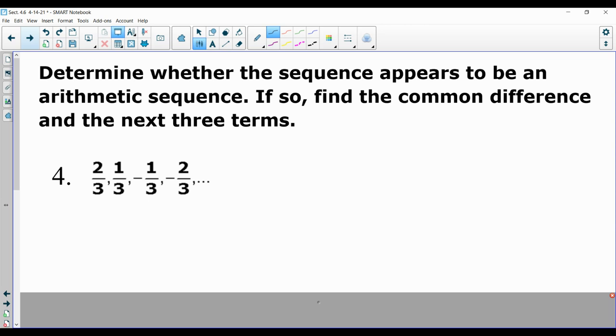2/3, 1/3 and -1/3. Okay, this is an easy one to miss because the first one does go down by 1/3, but the second one, if it was going down by 1/3 each time, the next number would actually have to be a 0. Since it skips over that, it's not arithmetic.